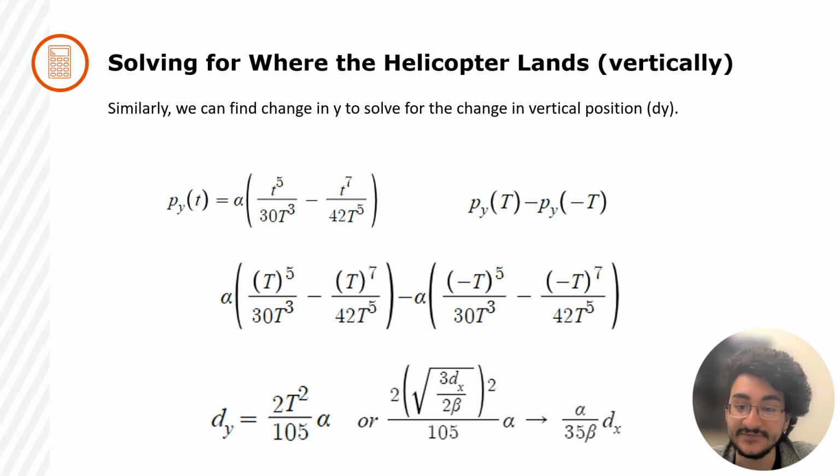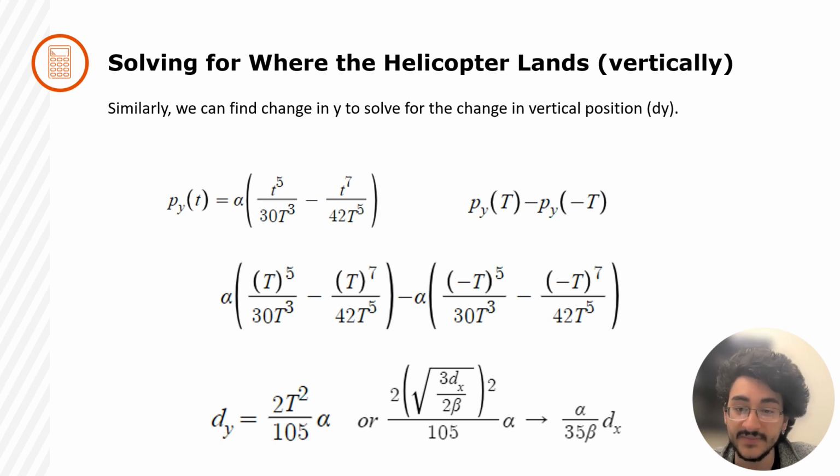Similarly to what we did for solving for horizontal distance, we can do the same process for vertical distance. We can find the initial vertical position and subtract it from the final vertical position. This will give us the very bottom equation, the bottom left one, dy, which is just going to be change in y. And the answer that we initially have is correct. It gives us the time squared multiplied by distance over time squared, which gives us just the unit of distance.